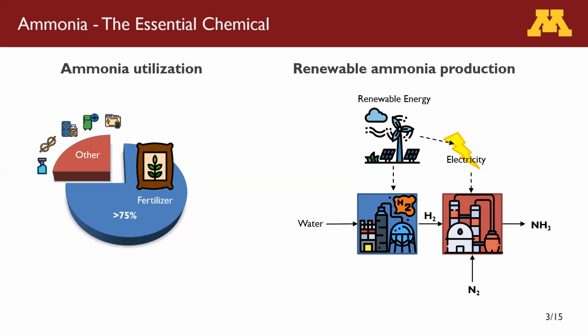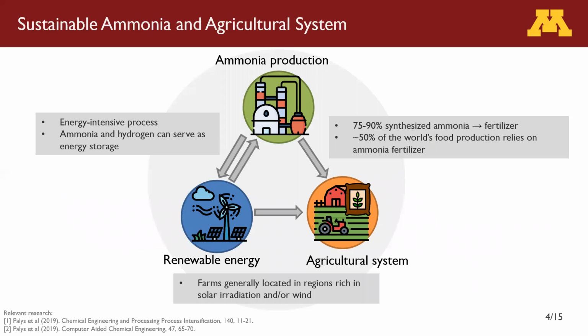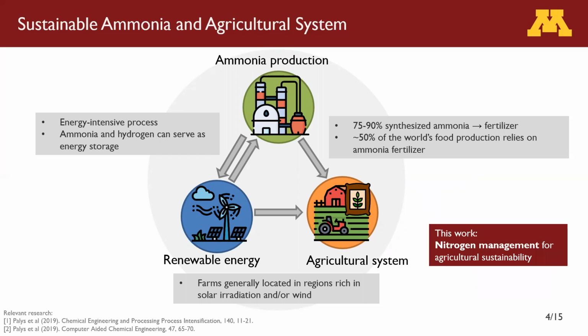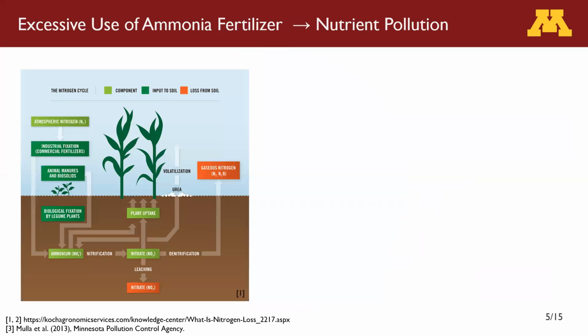Since ammonia utilization and its production are connected as demand and supply, we would like to consider both of them. From a process systems engineering perspective, the previous work done by Matt Palys from Daoutidis Group has addressed the interaction of ammonia production, renewable energy, and the agriculture system from the standpoint of sustainability of feedstock, without accounting for soil nitrogen interaction. In our work, in addition to this interaction of renewable ammonia production and agriculture system, we will focus on the nitrogen management for agricultural sustainability.